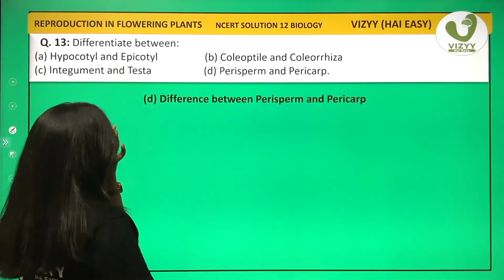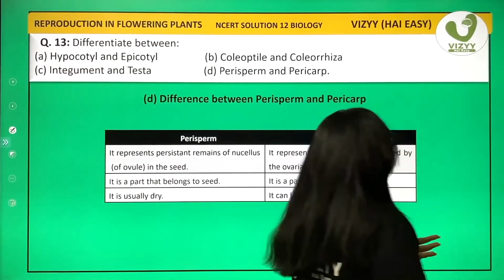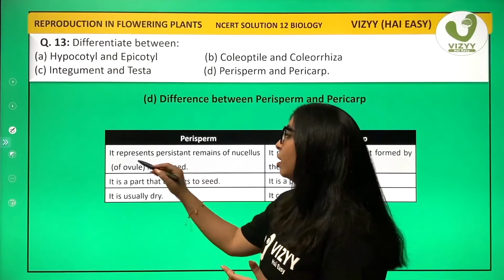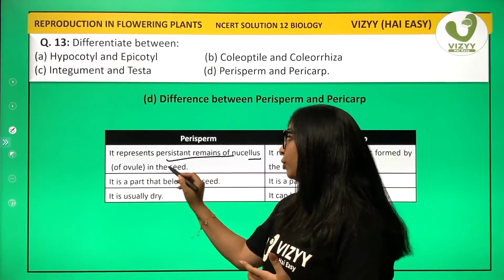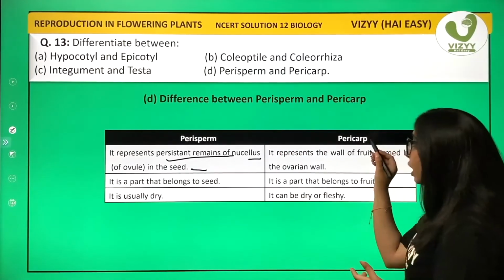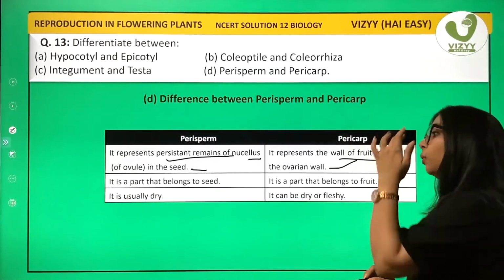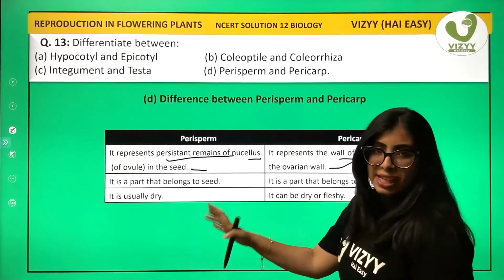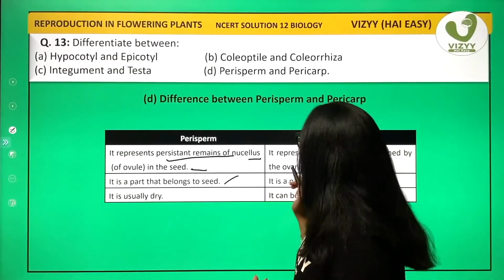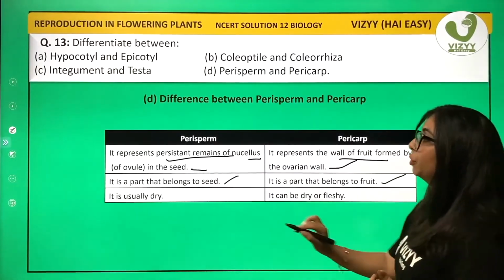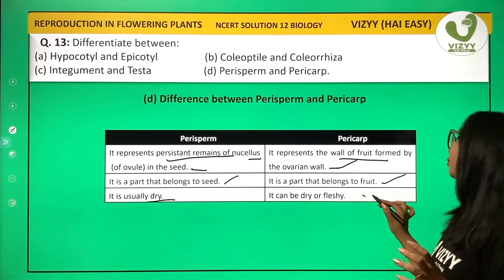Now going further to the 4th difference: perisperm and pericarp. What is perisperm? Perisperm represents the persistent remains of the nucellus of the ovule in the seed, whereas pericarp represents the wall of the fruit formed by the ovarian wall. Perisperm is a part of the seed, pericarp is a part of the fruit. Perisperm is usually dry, whereas pericarp can be dry or fleshy.